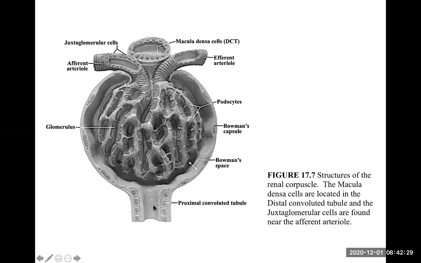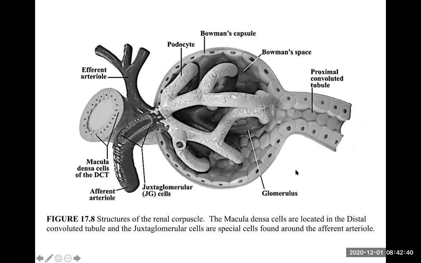And then here's the proximal convoluted tubule that will come out of this glomerular capsule because it will take the filtrate down that loop of Henle route. Another look at the renal corpuscle. Again, the renal corpuscle describes this entire apparatus. The Bowman's capsule is the outer capsular layer that surrounds it. The Bowman's space will be the space that all the filtrate travels through.